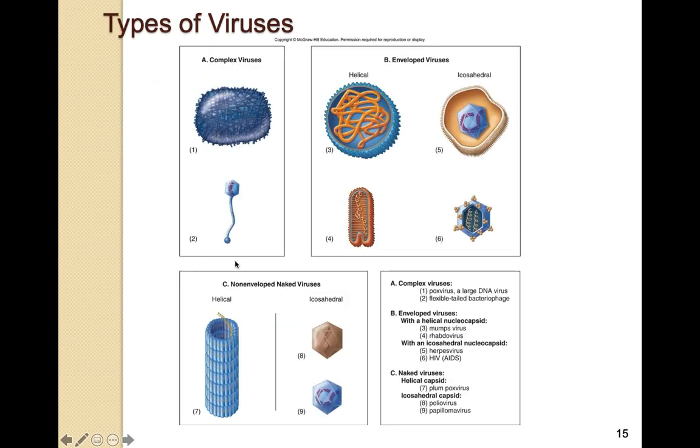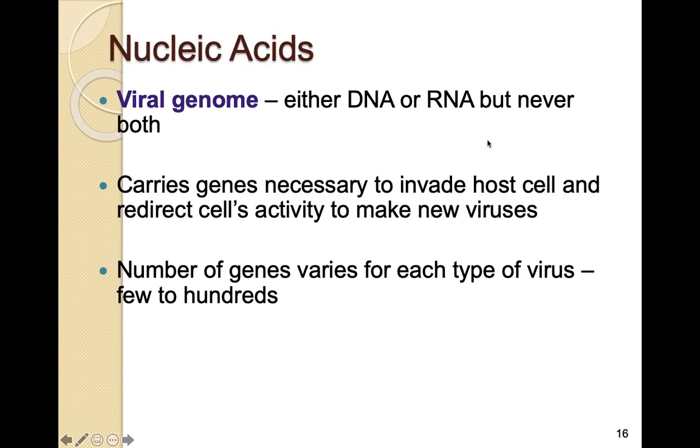So once again, here's our little shape here. Enveloped viruses, the naked non-enveloped helical and icosahedral. You can see the helical and icosahedral up here with an envelope on them, without an envelope, and then complex viruses. So a couple of different shapes of viruses and then what they are down here.